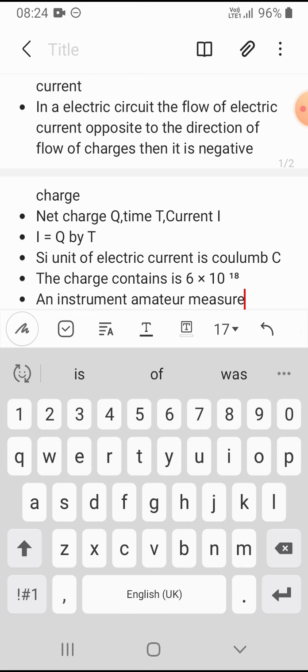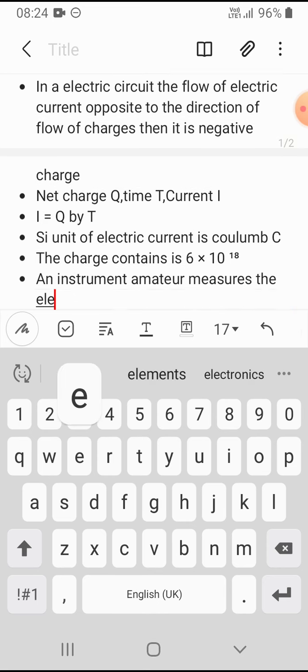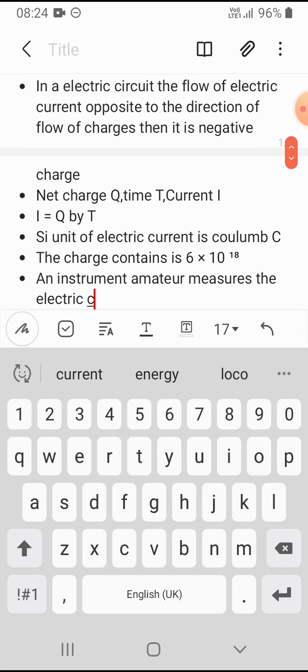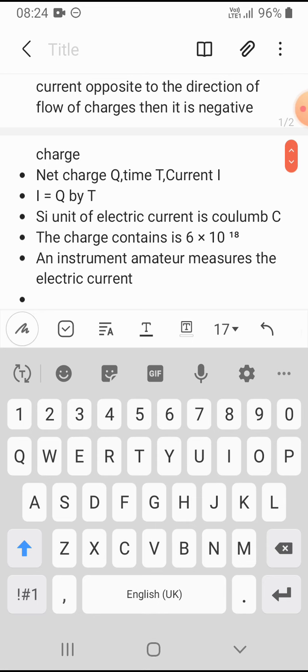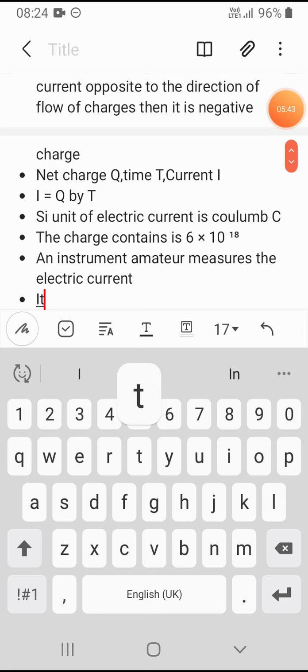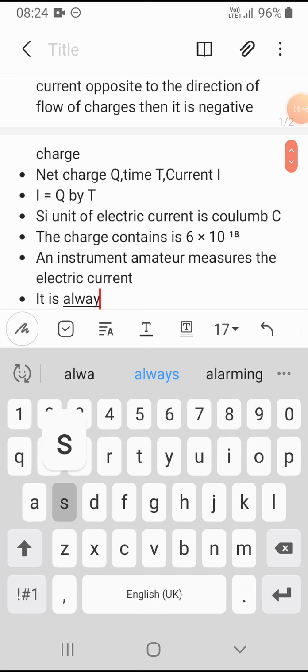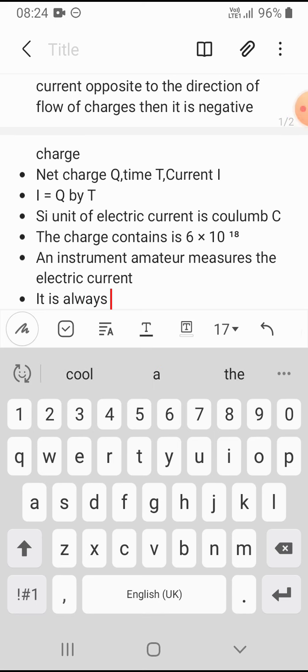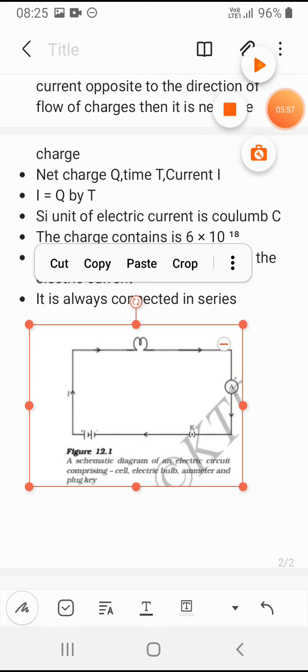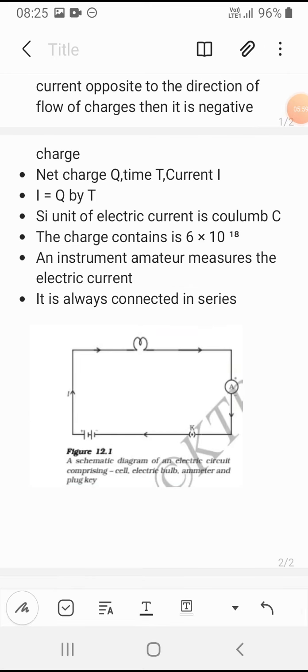An instrument, the ammeter, measures the electric current. The ammeter is always connected in series. In this electric circuit you can see the bulb, ammeter, current, and positive and negative charges. The dot symbol is the switch, and this is a circuit.